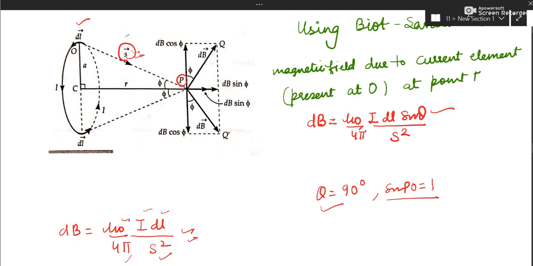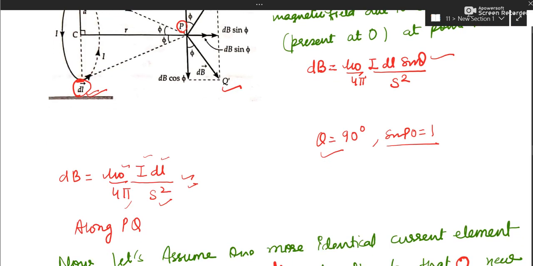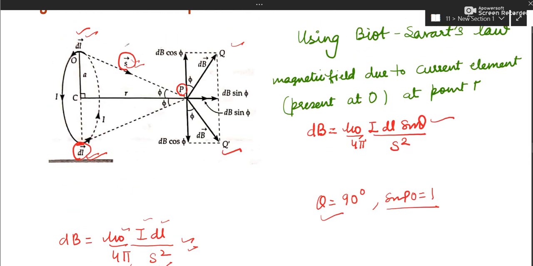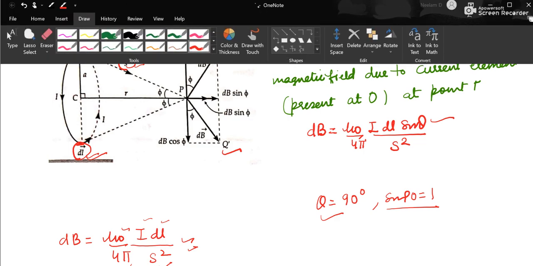Now similarly, we have selected one more diametrically opposite identical current element that is having the same length. Its magnetic field is this. The upper one's magnetic field is this, that we have understood already. So, see, I have written the direction of this magnetic field, the upper one's magnetic field as PQ.